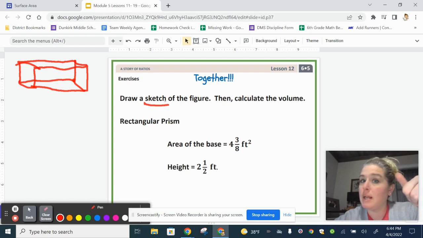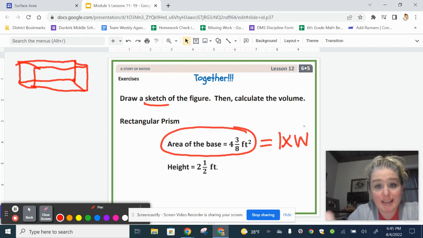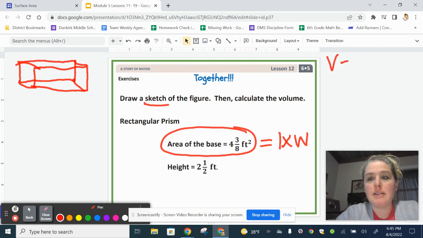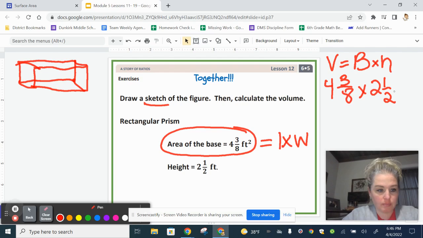And now I'm going to calculate the volume. Now this time I don't have the length and the width and the height. I only have the area of the base, which we said is the length times the width. Yay, done for us. But again, since volume is the area of the base times the height, we're going to take this number 4 3/8 and here is our height times 2 1/2. Okay, make sure you write that. Remember, at any point, if you need to pause, you may do so.